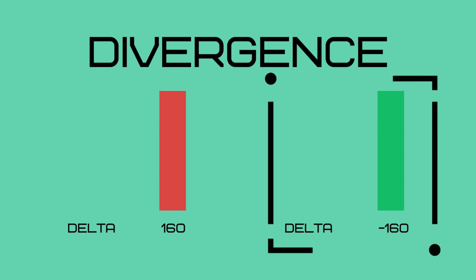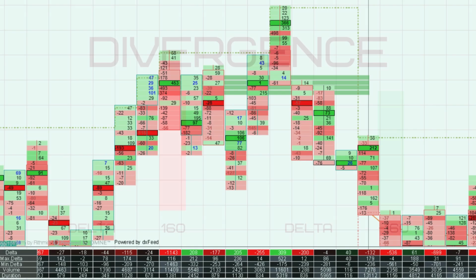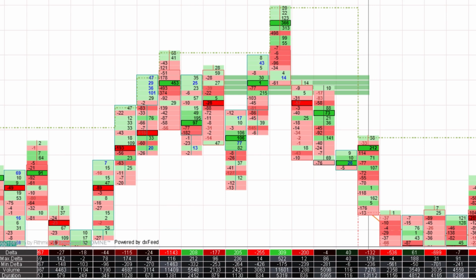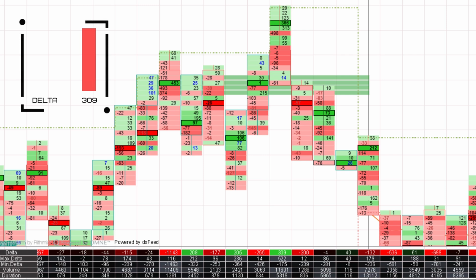Now, word of warning, don't go off and take every divergence you see. Study the market you are trading and form a fuller trade idea than just the divergence alone. But here is an example. Here we see divergence in delta. The delta has a reading of 309. We made a new daily high, and yet we closed back inside the day's range. So keeping it simple, we have a red candle, but the delta is green.